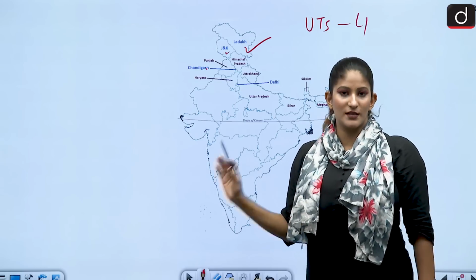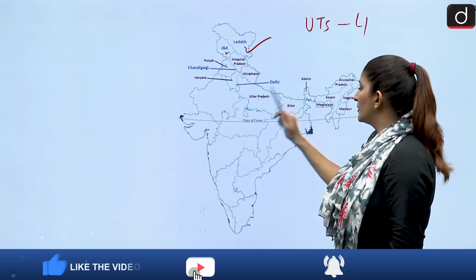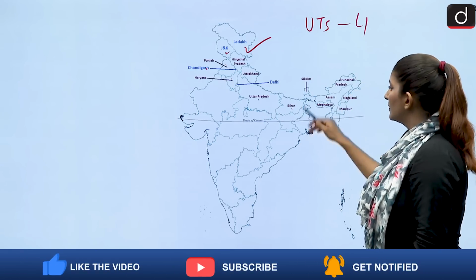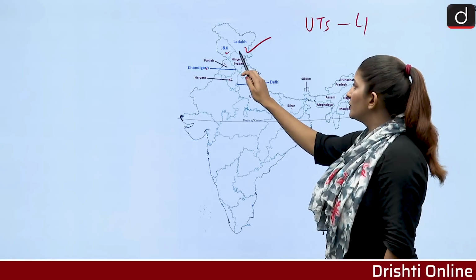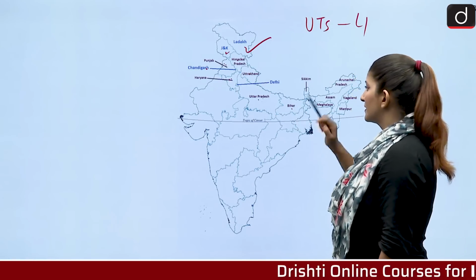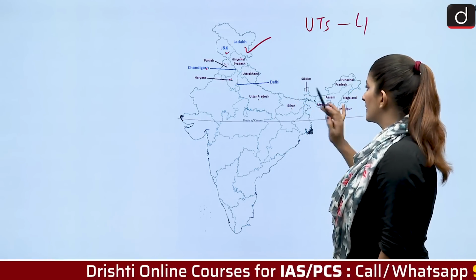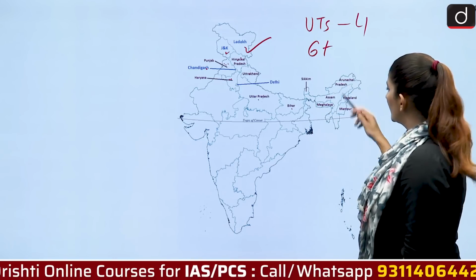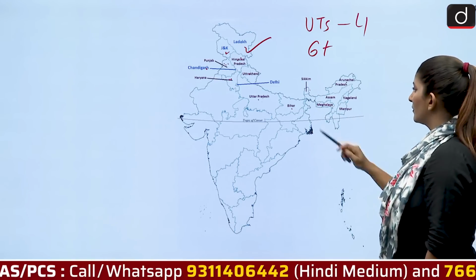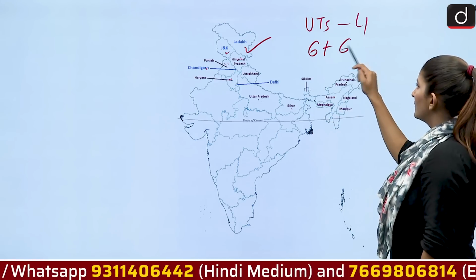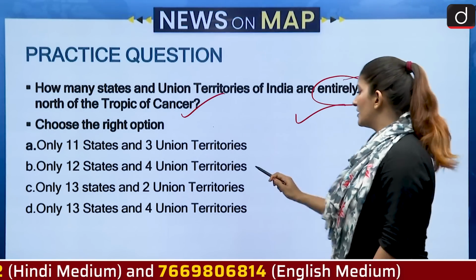Next we have a set of states: Haryana, Punjab, Himachal Pradesh, Uttarakhand, Uttar Pradesh and Bihar. So here in the central eastern region, we have Haryana 1, 2, 3, 4, 5, 6. Okay, north and central eastern region, 6. Then plus in the northeastern region we have Sikkim, Meghalaya, Assam, Arunachal Pradesh, Nagaland and Manipur. So 1, 2, 3, 4, 5, 6 again. So we have 12 states and 4 union territories as our correct answer. That means option B is correct.